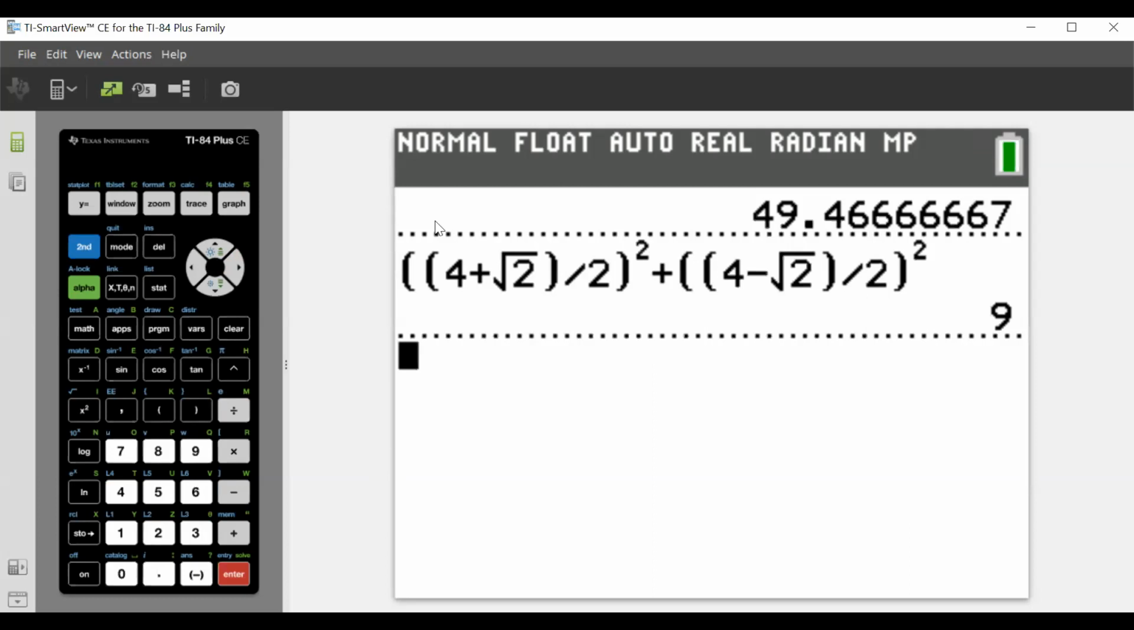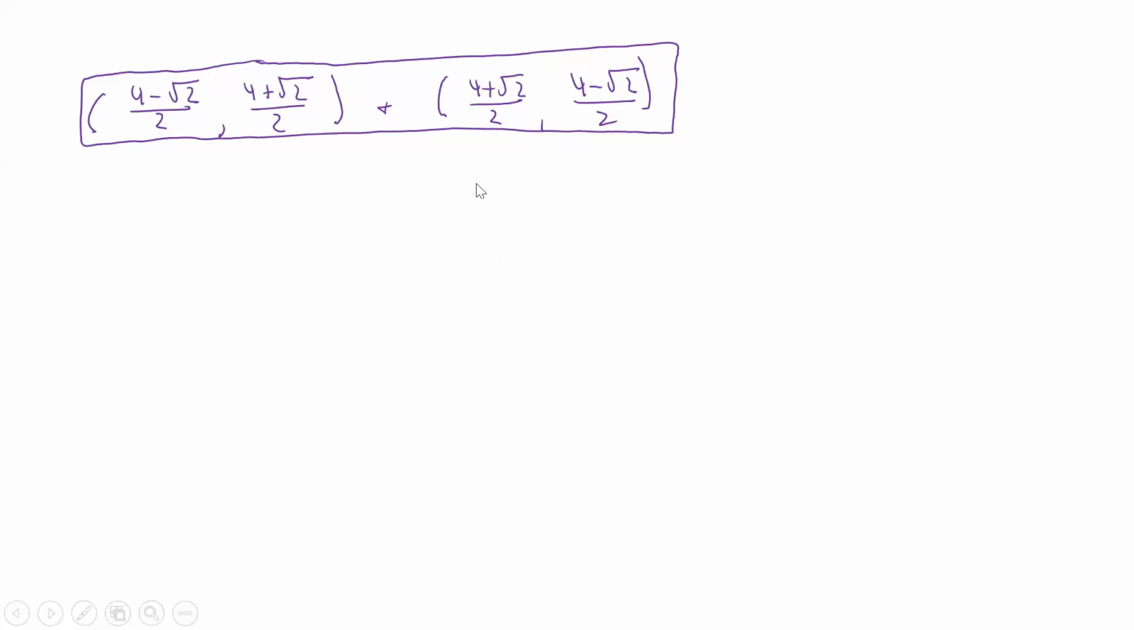So that kind of shows you that it does work. Sometimes your check has to be done on the calculator to make it a little simpler. You could square this and square this, but then you're going to have a bunch of things in the middle that you have to take care of.